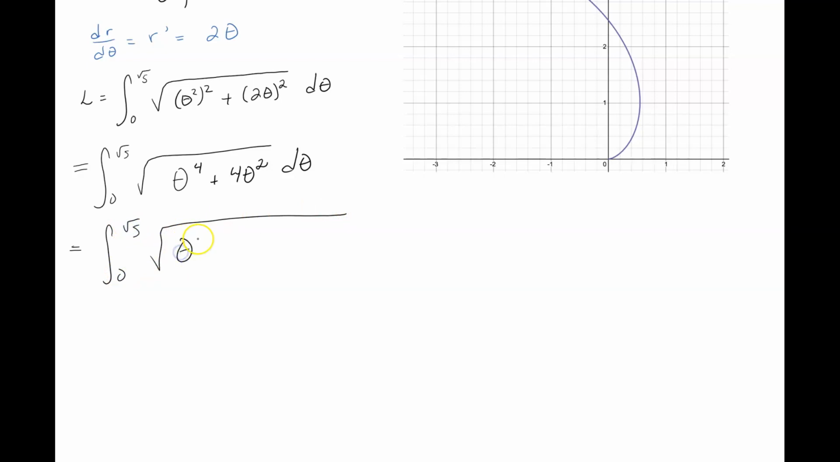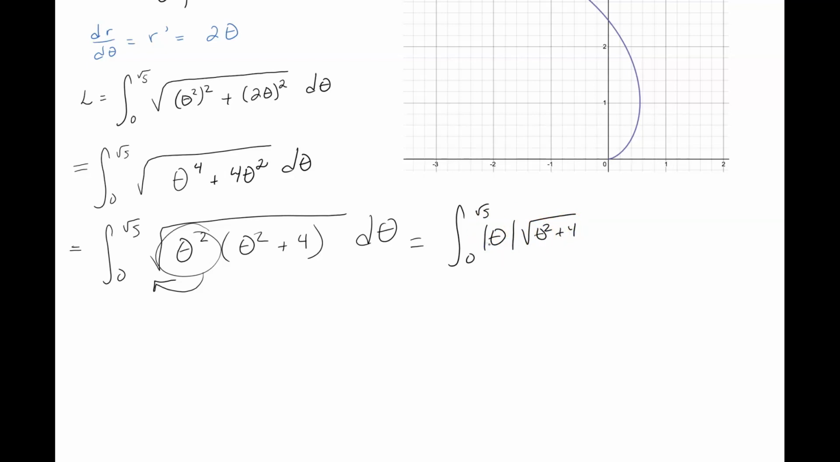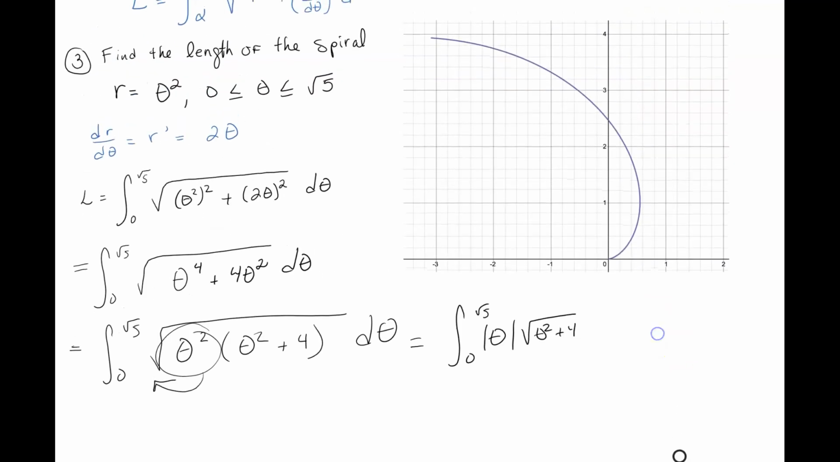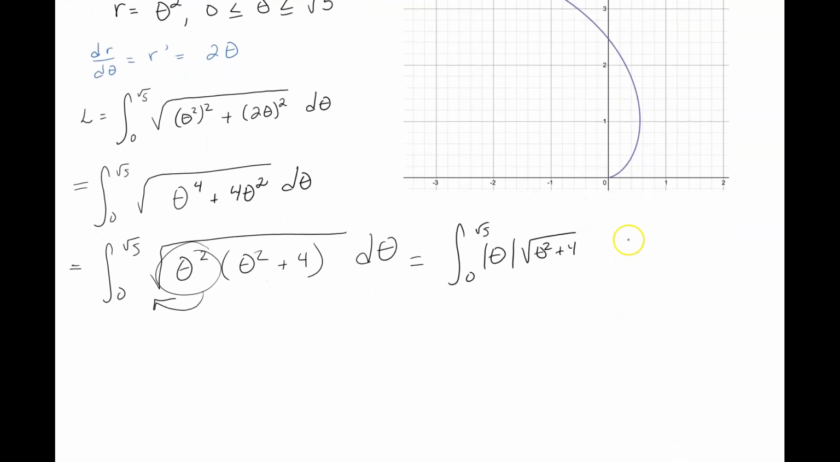Inside, we're going to factor out theta squared to give us theta squared plus 4, and then d theta. And then this theta squared can be pulled out of the root. So what does this look like? It is the integral from 0 to the square root of 5 of theta times the square root of theta squared plus 4. Now it's important to note that this is really the absolute value of theta. We're only looking for the positive case here. We're talking about a length, of course, the length of this spiral that's colored here in purple, and we're going to figure out that value in just a minute. So again, we assume that theta is greater than or equal to 0. In that assumption, we can drop the absolute value.